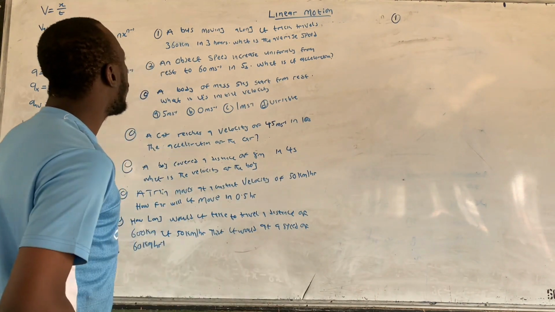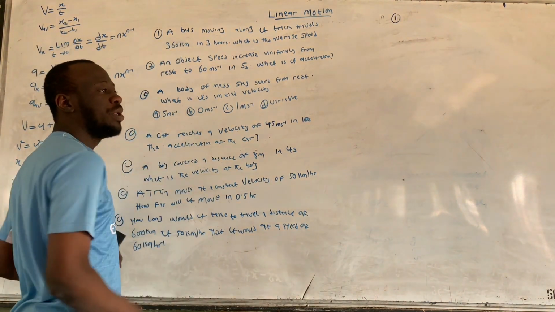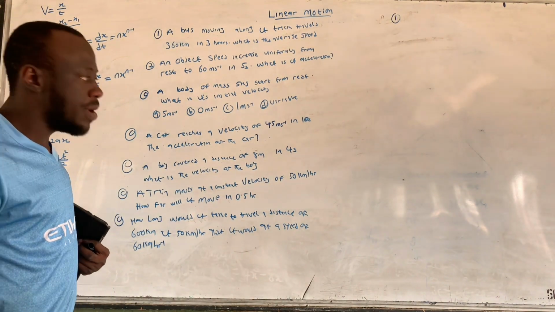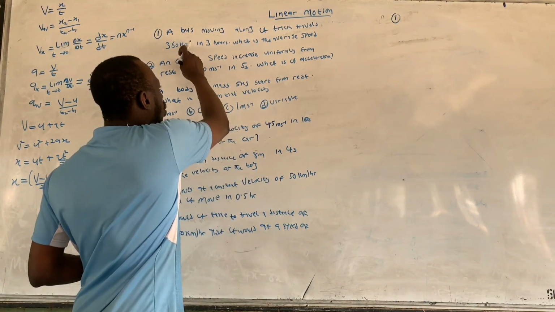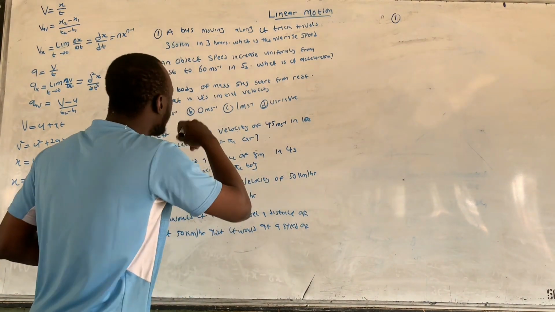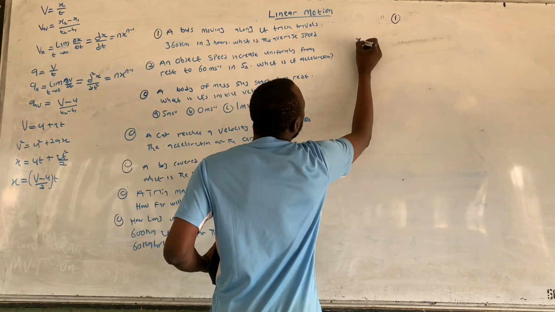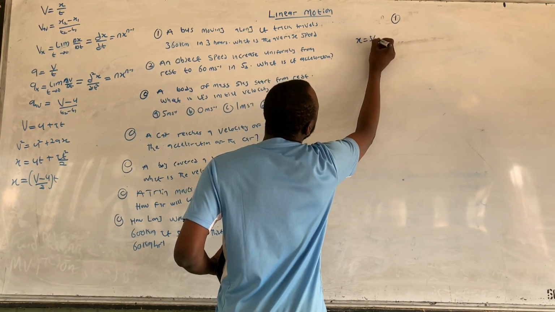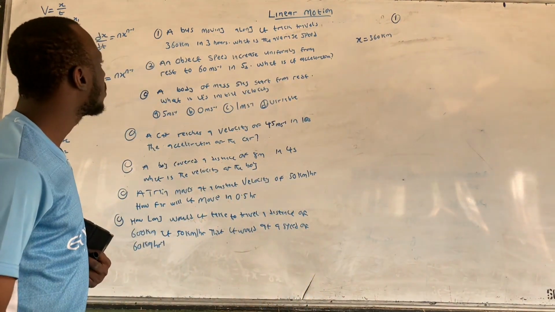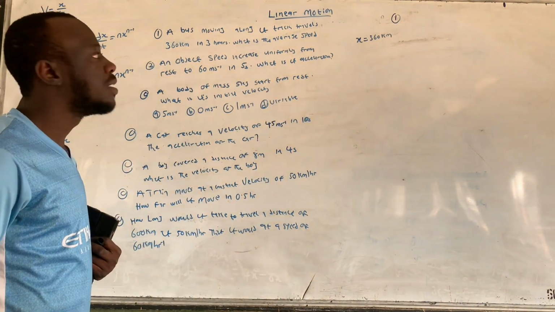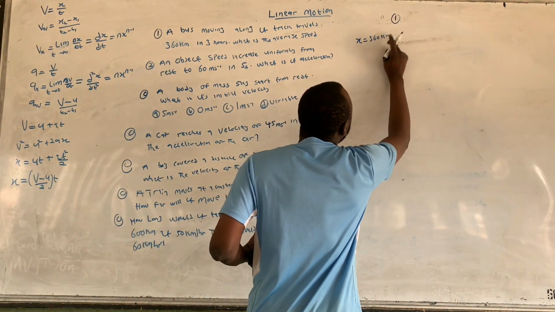It says, a bus moving along a track may cover a distance of 360 kilometers. This kilometer means what? We are talking about distance. So x equals what? 360 kilometers in 3 hours. Meaning, we are going to convert this kilometer back to meter.